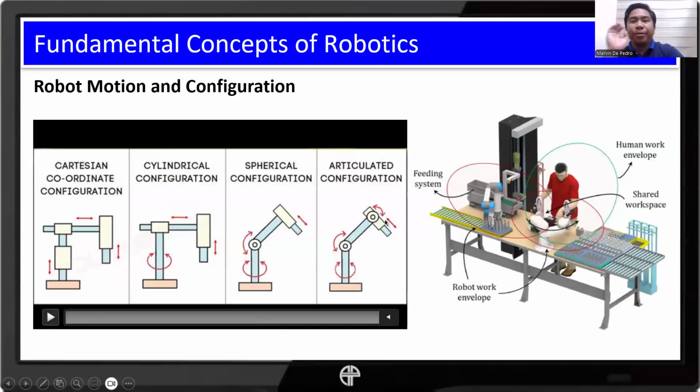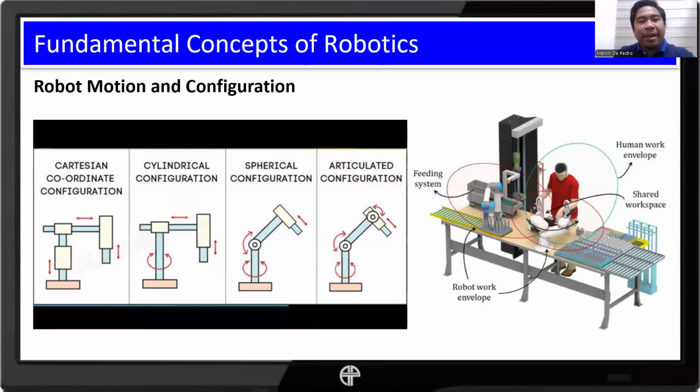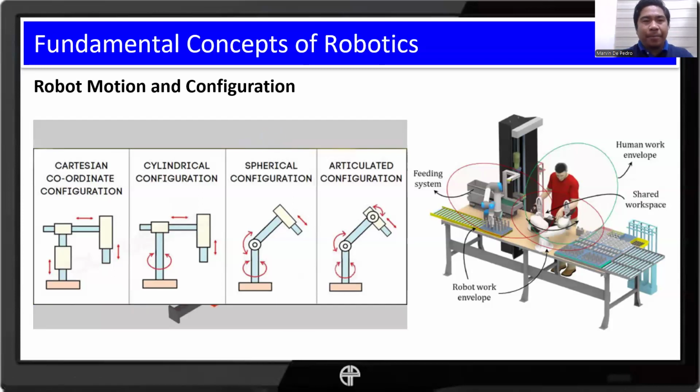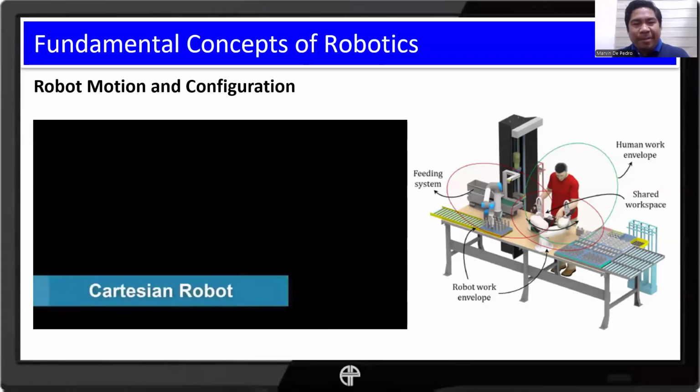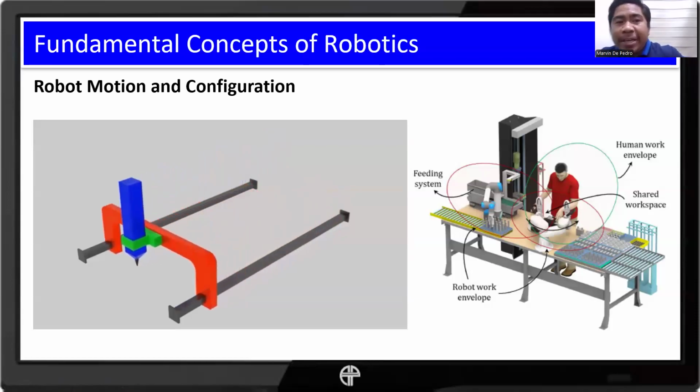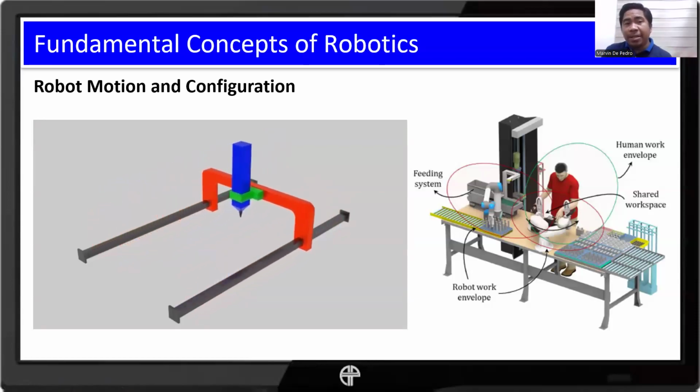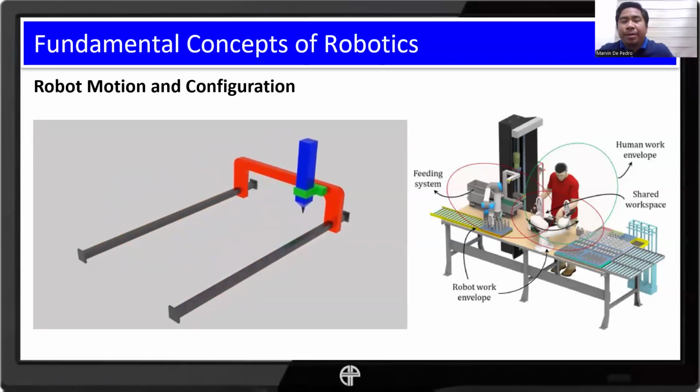So for you to appreciate it more, let's watch this video. It has no audio. So, the Cartesian robot we have here, like what I said, moves in a linear motion: left or right, front to back, and vice versa, or up and down.